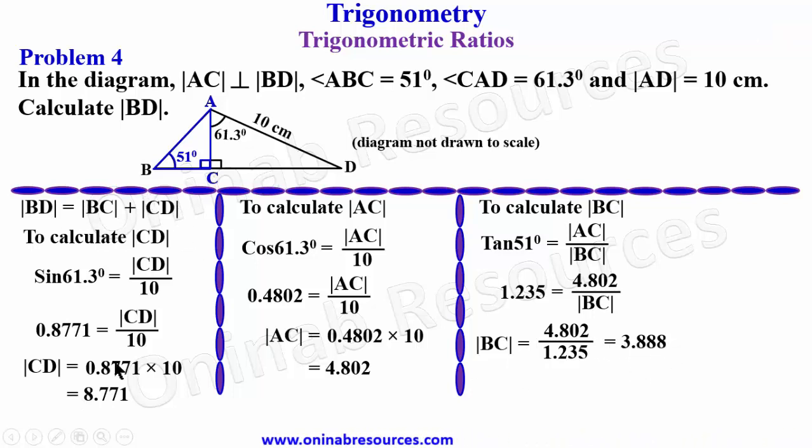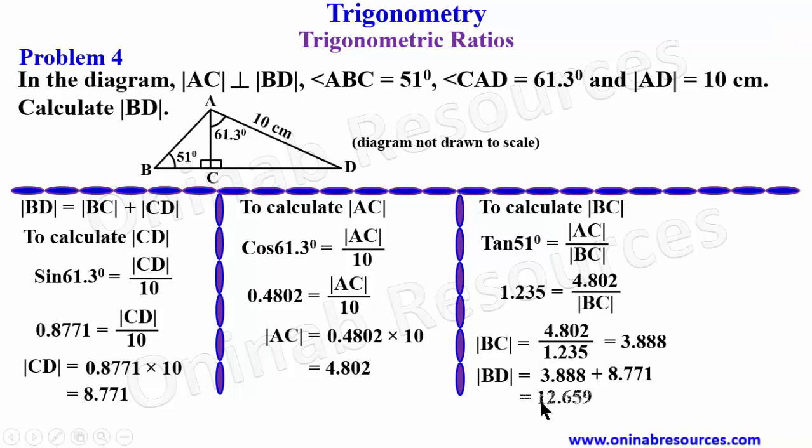We can now go ahead to calculate BD, since we've gotten BC to be 3.888 and CD to be 8.771. So BD is equal to 3.888 plus 8.771, which gives 12.659. To three significant figures, we have it as 12.7 centimeters. And that's all for problem 4.